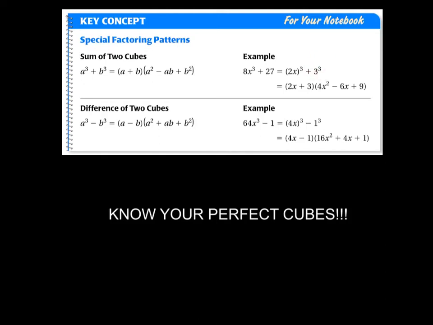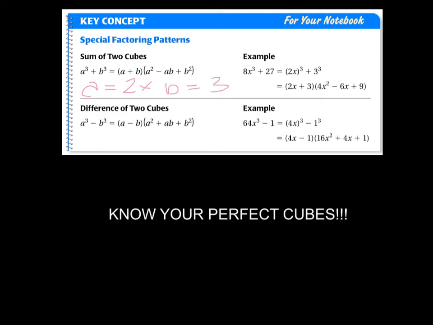Once we've identified our a and b, in this case 2x and 3, we can go ahead and substitute those values into the equation: a plus b times a squared minus ab plus b squared. So let's identify our values here. Our a value we've determined is 2x, and our b value we've determined is 3.